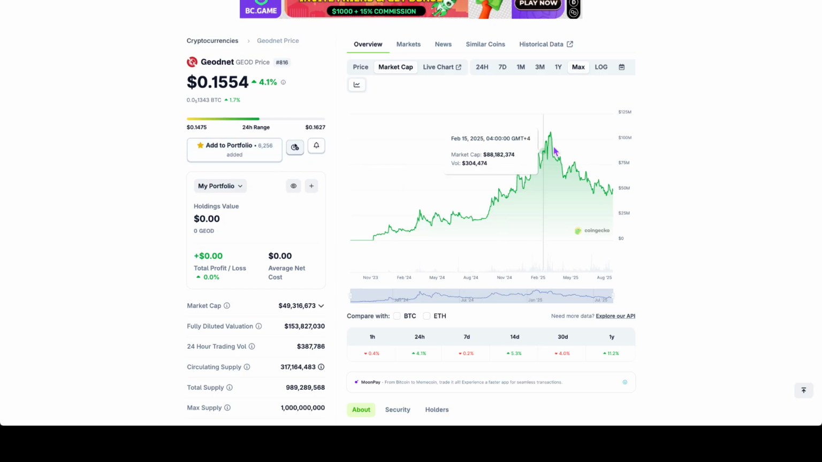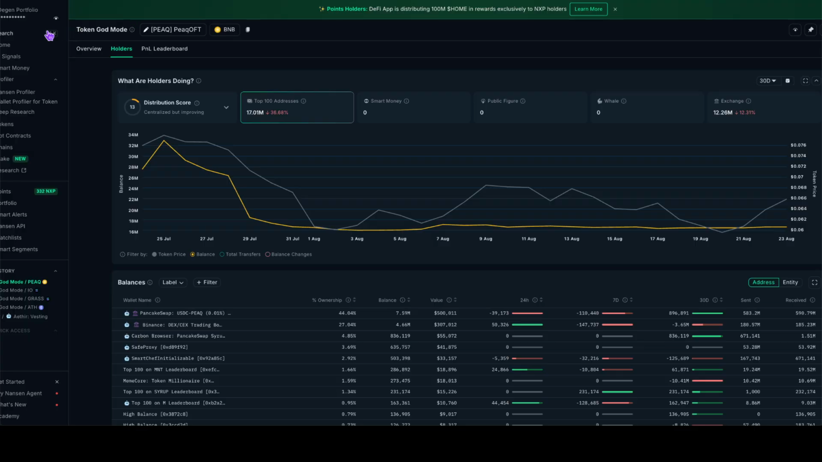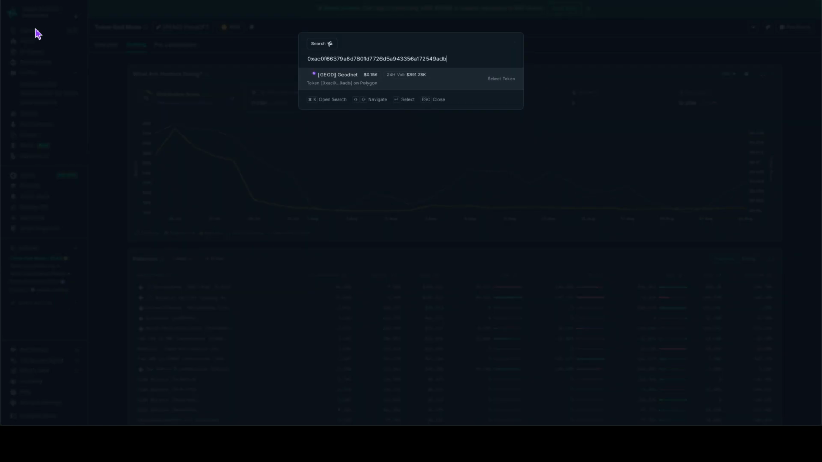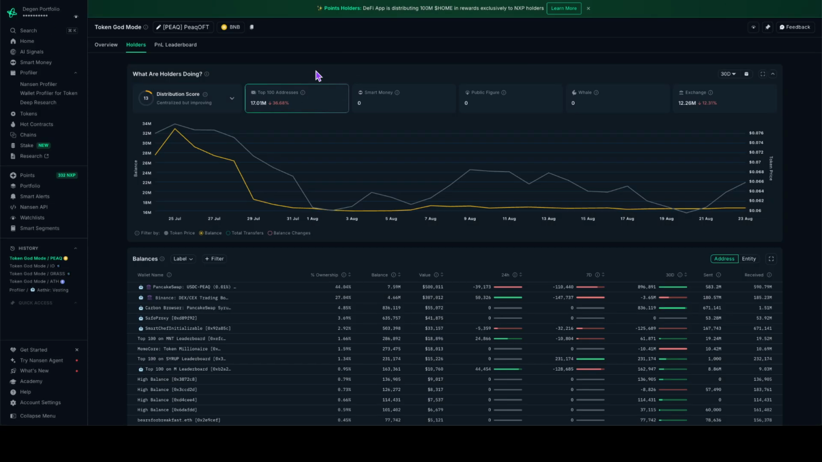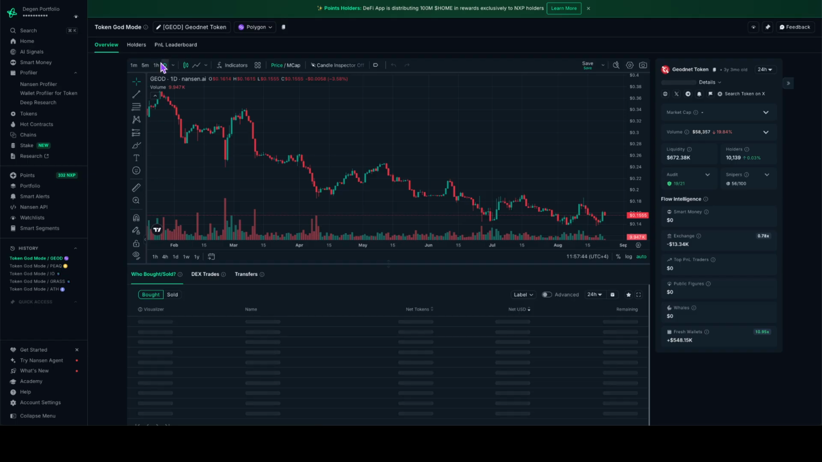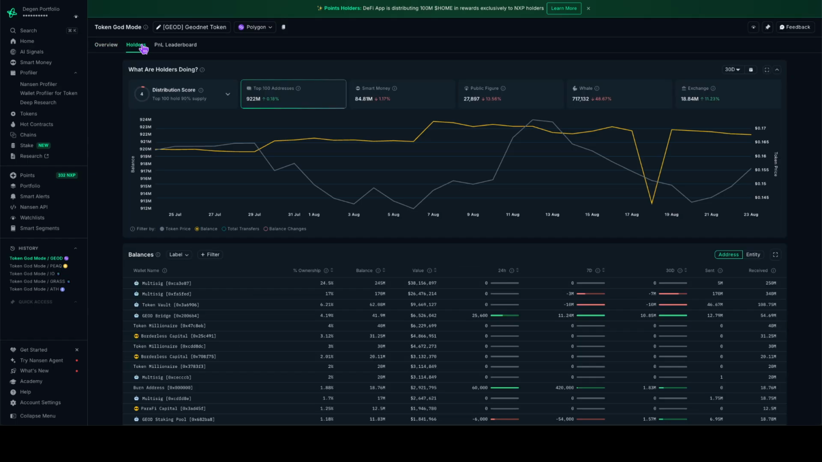Now, this is their all-time chart. Wouldn't you agree this chart is incredibly sexy? I think you would. Now, Geodnet, since it came out, initially, because it's on Polygon, right, it didn't really do much. If they built on Solana, I think this project would, and you never know, they may actually end up moving into Solana. But let's have a look at the holders. Let's have a look at the smart money. Let's see what's going on here.